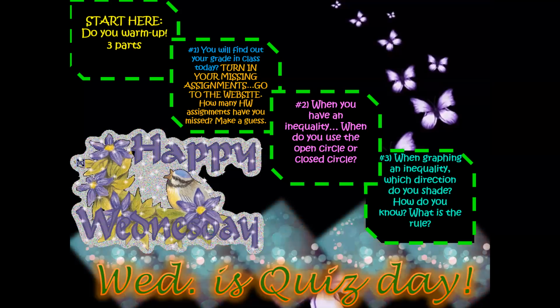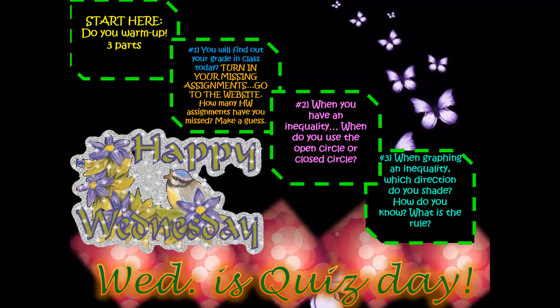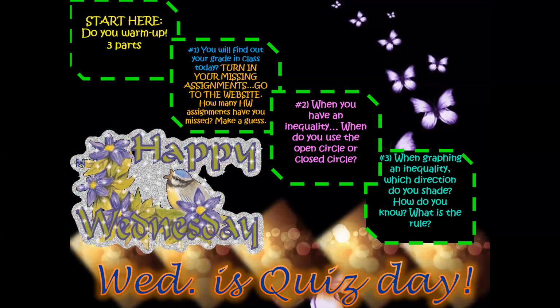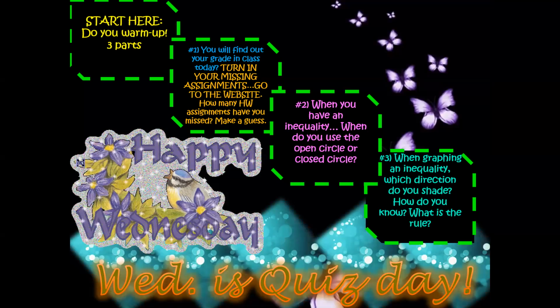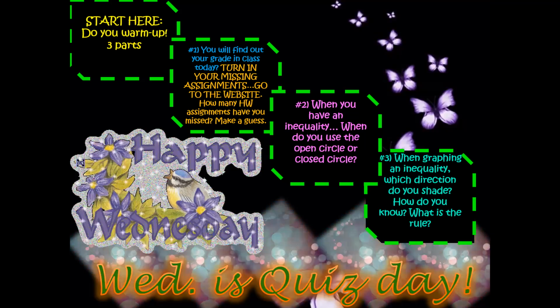Question number 2, when you have an inequality, what do you use? When do you use open circle? When do you use closed circle? Question number 3, when you're graphing an inequality, which direction do you shade? How do you know, and what is the rule? So pause the video and go ahead and answer them.